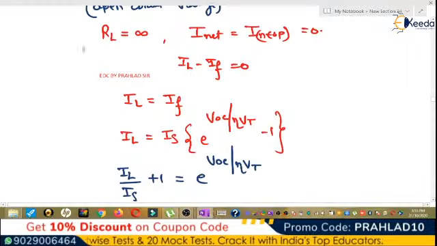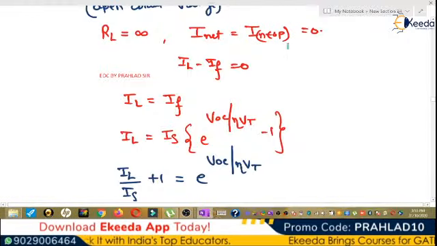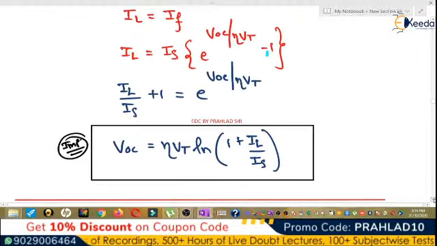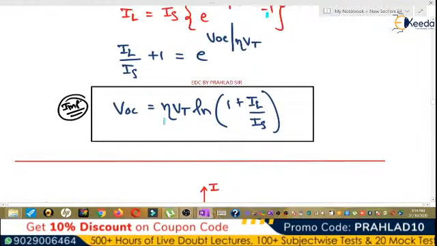Open circuit voltage is when RL is equal to infinity. So net current is 0 because the load resistance is infinite, it is open circuited. So IL minus IF is 0. So IL is equal to IF. So the forward current is IS e to the power VOC upon eta Vt minus 1. So we can calculate VOC from here. The VOC value is eta Vt ln of 1 plus IL over IS.